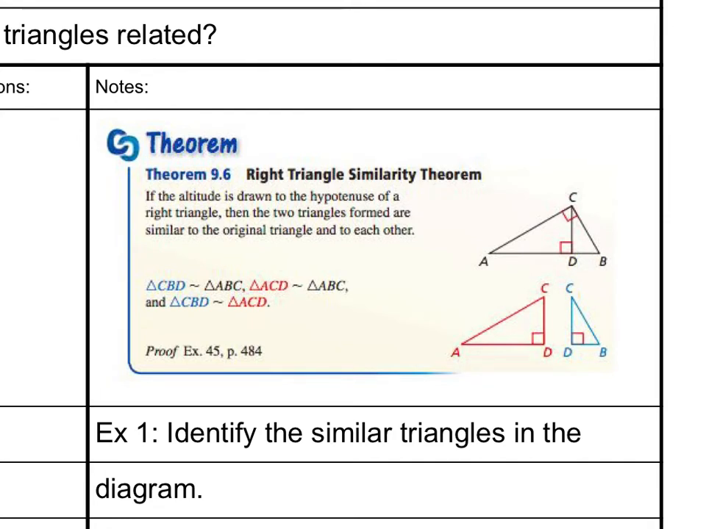It says if the altitude is drawn from the hypotenuse of the right triangle, then the two triangles formed are similar to the original triangle. So remember, an altitude goes from one vertex of a triangle to the opposite side and meets that side at a right angle. The picture shows pretty clearly that the original triangle, ABC, can be split up into two smaller triangles when they draw that altitude, and all three of those triangles, the original, the red triangle in this case, and the blue triangle, are all similar triangles.